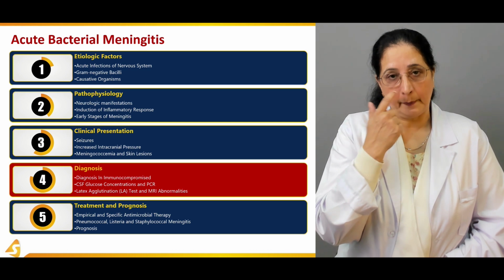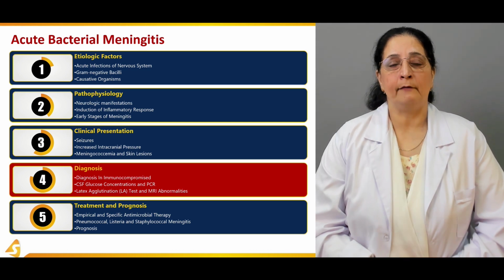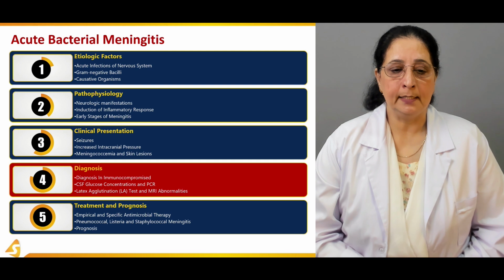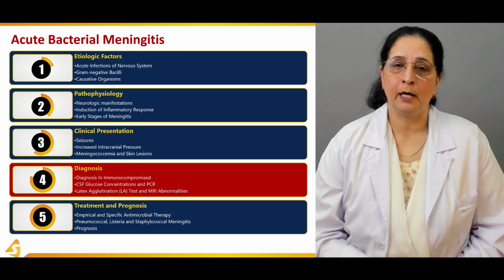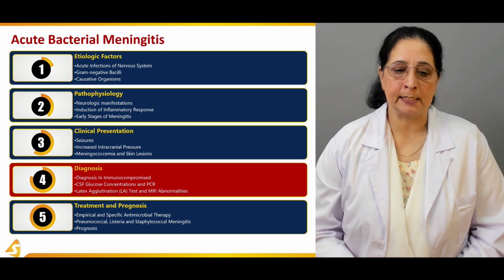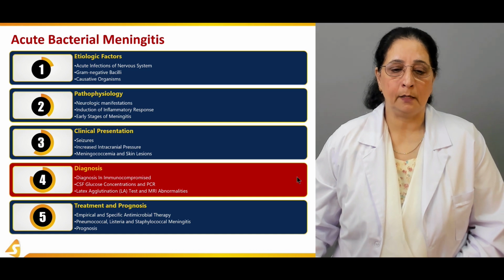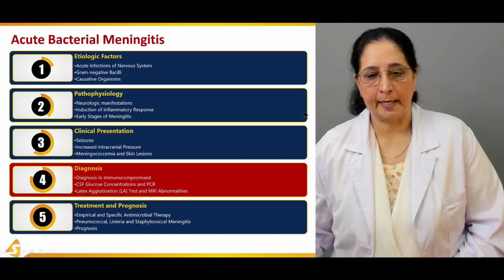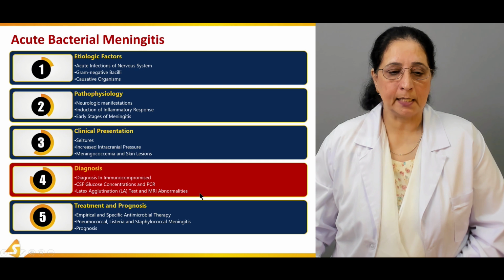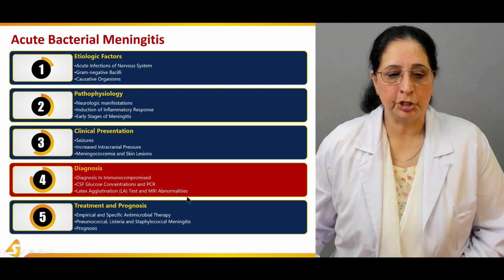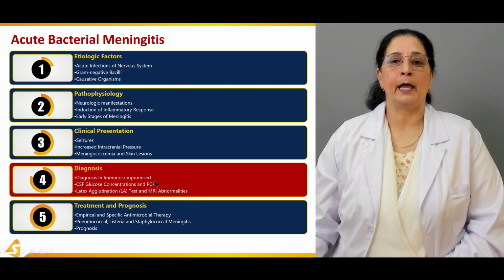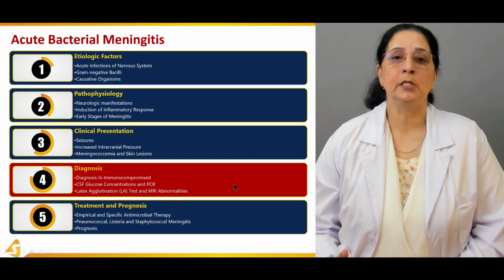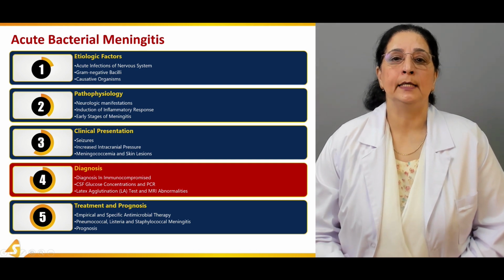Then we will talk about the level of glucose in the cerebrospinal fluid, how it is in meningitis, and also PCR, polymerase chain reaction. And then we will discuss latex agglutination and MRI abnormalities associated with bacterial meningitis.